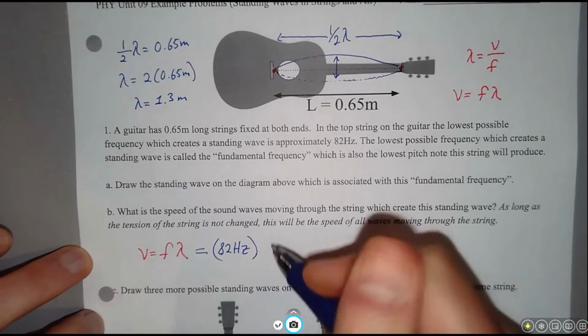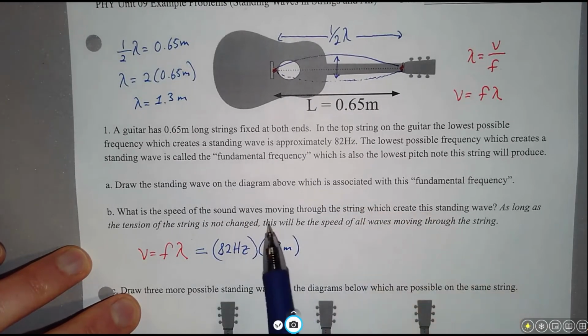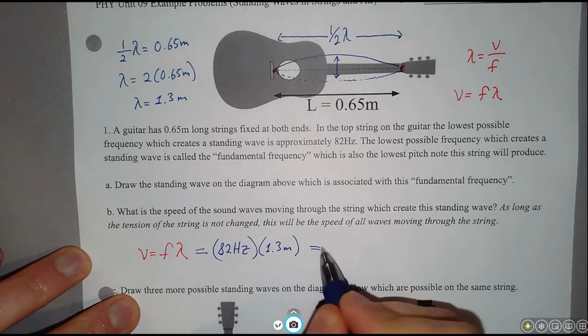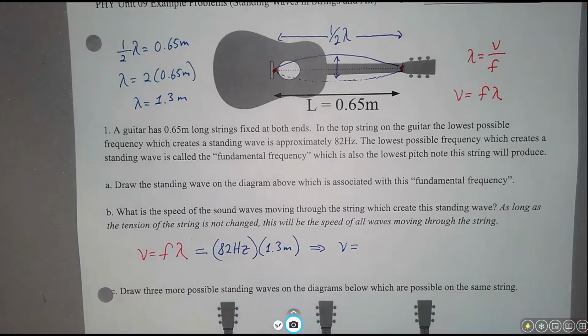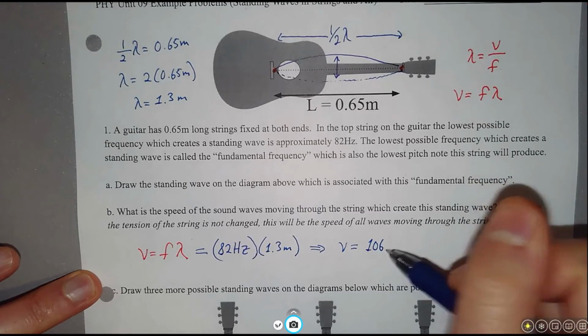So now we know that the wavelength that's moving through the string is 1.3 meters, and the string is vibrating at a frequency of 82 hertz. And so we can figure out what our velocity is. It's just 82 times 1.3, which is 106.6 meters per second.